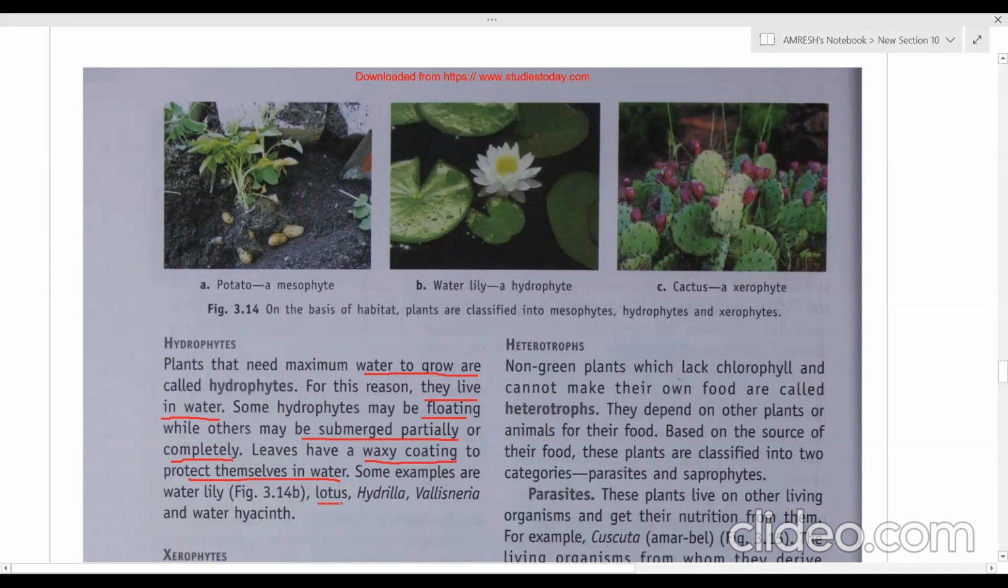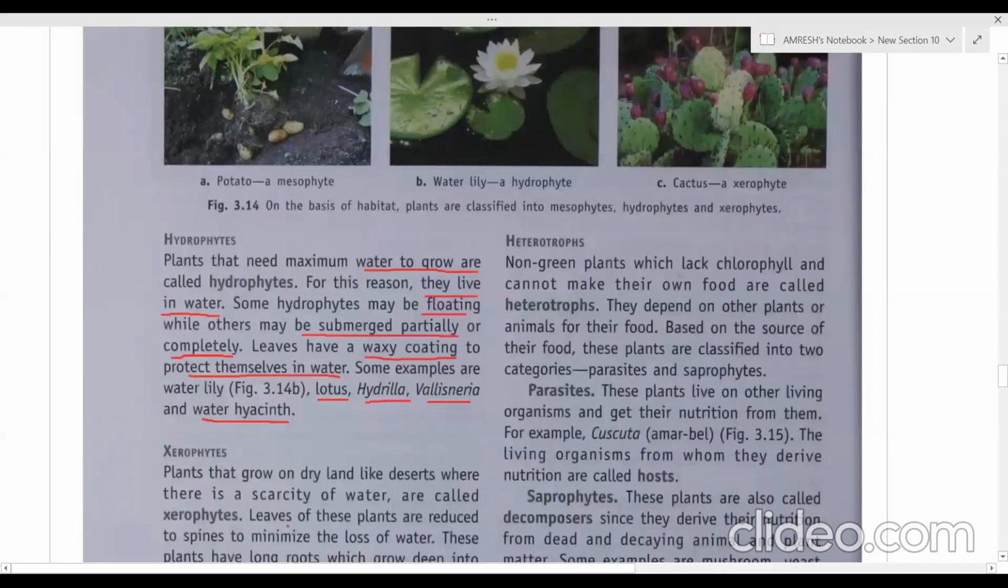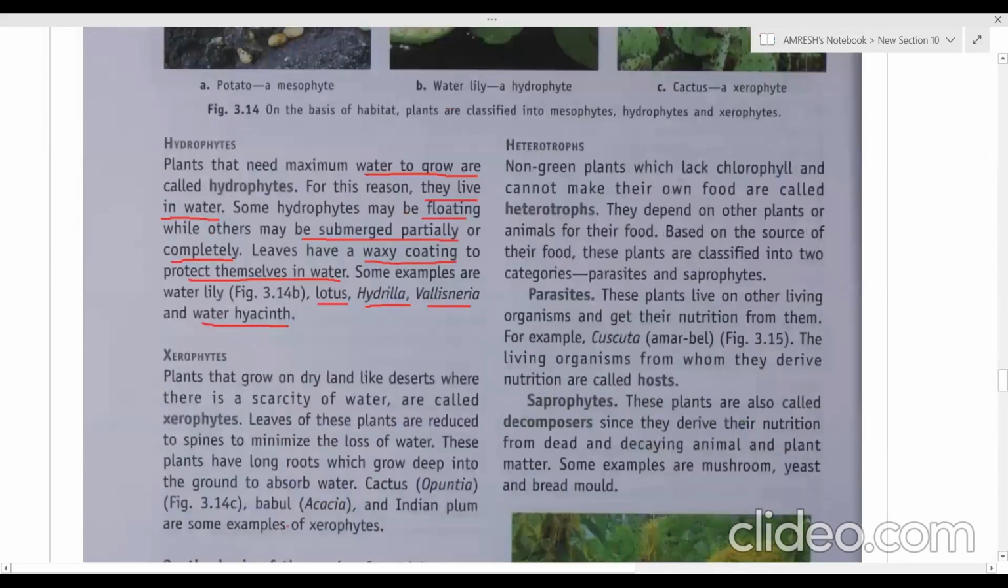Examples देख लो, lotus. Lotus also grows on the surface of the water. Hydrilla, Vallisneria, and water hyacinth. Okay, water hyacinth. These all are the examples of hydrophytes. Xerophytes.